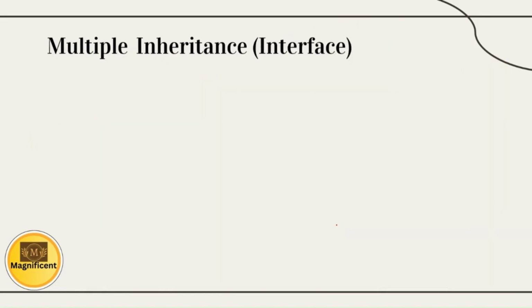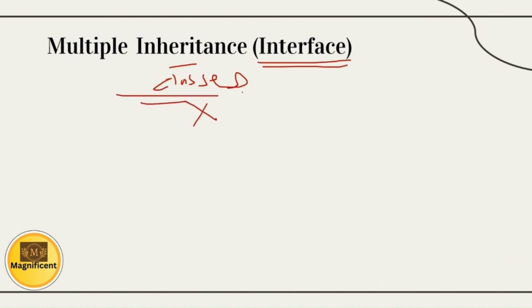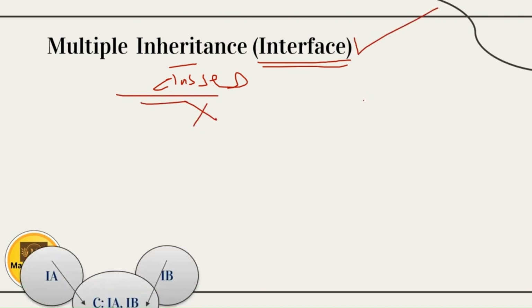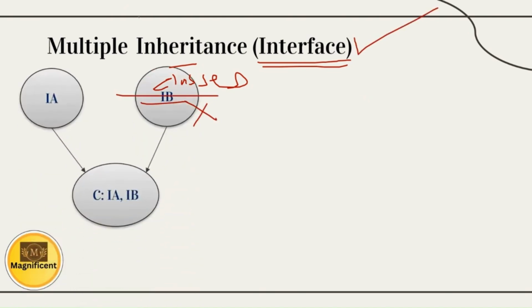The next type of inheritance is multiple inheritance. In C#, multiple inheritance is not possible using classes, so we have to use interfaces. Now if you see the schematic of multiple inheritance using interfaces, this is interface IA and this is interface IB, and interface IA is inherited into class C, and IB is also inherited into class C.